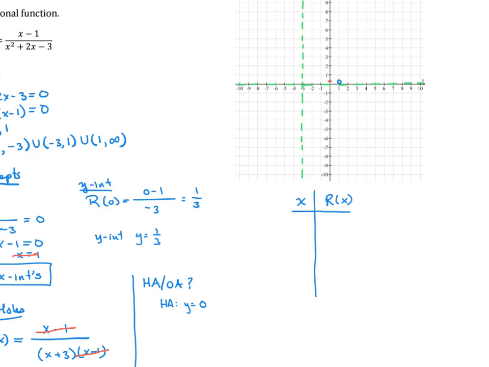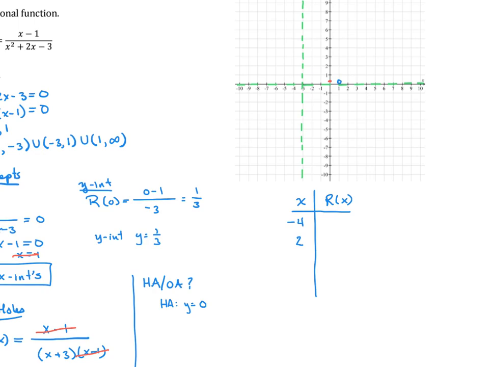So between and beyond any vertical asymptotes or discontinuities. So we need a value to the left of negative 3. We can choose negative 4. And then we need a value between negative 3 and our discontinuity of 1. But we already have that, so no need to double any work. We can use our y-intercept. And now any value to the right of 1 would be sufficient. So let's try 2. So if we put in negative 4 and 2, what do we obtain?